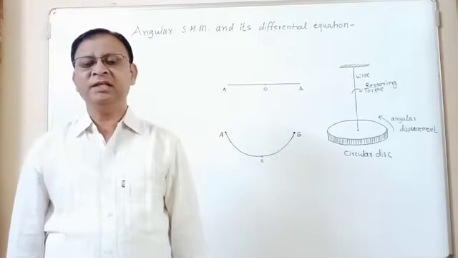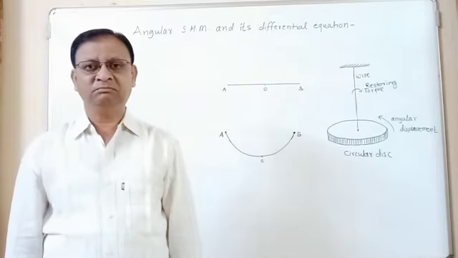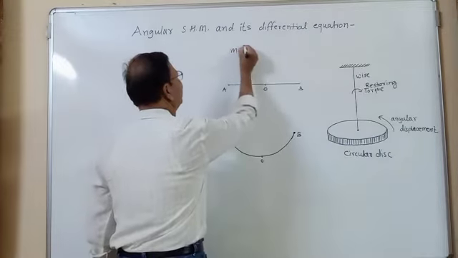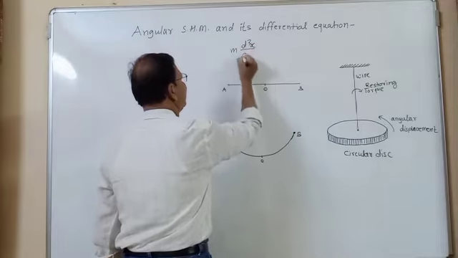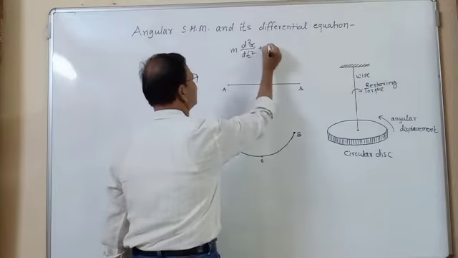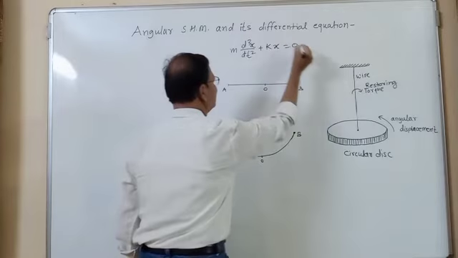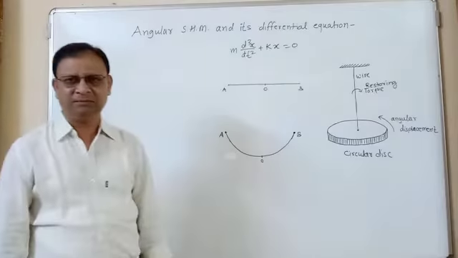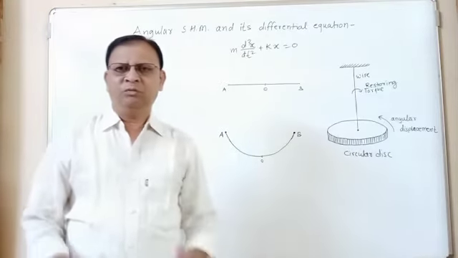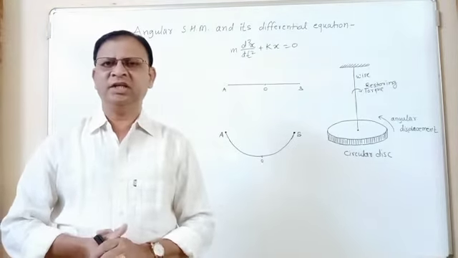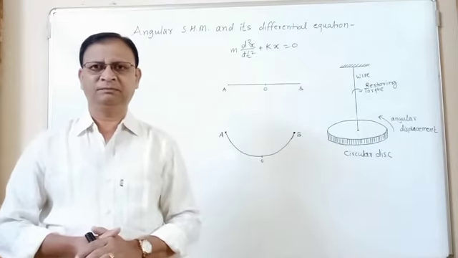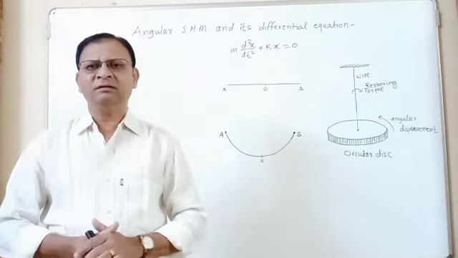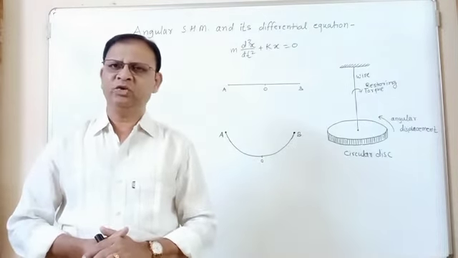Then the differential equation of linear simple harmonic motion. I think you remember it. m d2x by dt square plus kx is equal to 0. This is the differential equation of linear simple harmonic motion. Now, before going to the differential equation of angular simple harmonic motion, we will compare the angular oscillatory motion and linear oscillatory motion.